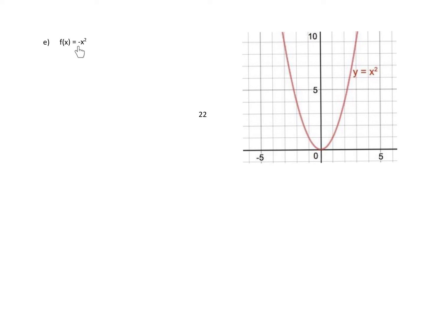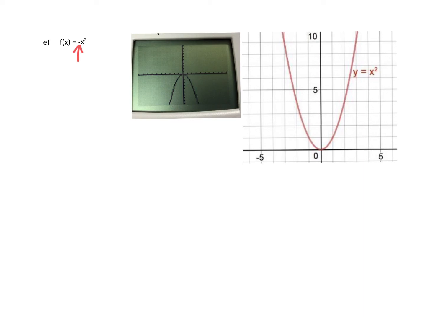Okay, now, what they're doing here is putting a negative in front of the function. They're negating the function. All right, so let's plug this in our calculator and see what happens. When we put a negative in front of our function, f of x equals negative x squared, this is what we get.